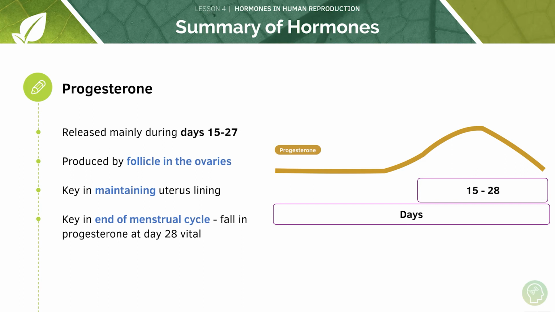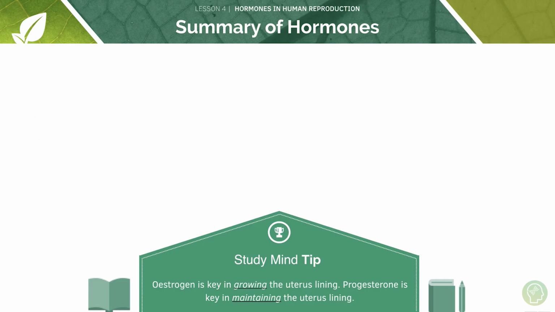Now, progesterone is released mainly during days 15 to 27, and it's produced by follicles in the ovaries. Progesterone is key in maintaining the uterus lining. Remember, we want to maintain this nice, thick lining of the uterus in order to receive our egg. And it's key in the end of the menstrual cycle. So the end of the menstrual cycle is reliant on the fall in progesterone, which then allows the maintenance of the uterus lining to stop, and therefore for the uterus lining to break down and for the cycle to start over again.